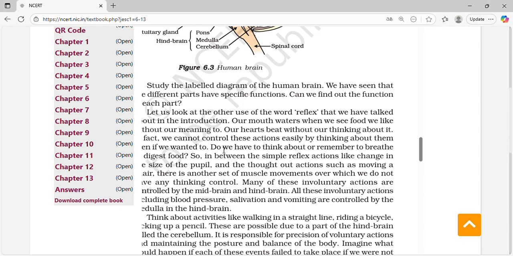Hearts beat without our thinking about it. We cannot control these actions easily by thinking about them.